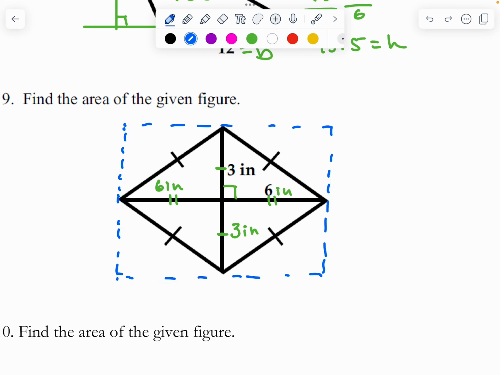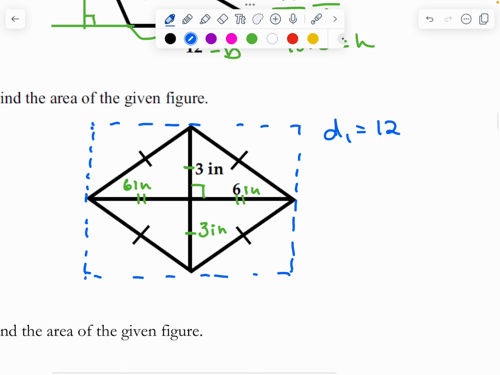So how do we find that area? Well, this diagonal, remember, is the same length as this base. So therefore, diagonal 1, I'm going to say, is 6 plus 6. That gives me 12. And then this diagonal is the same thing as my height. And this is 3 plus 3. So diagonal 2 is 6. And therefore, my base times height divided by 2 is going to give me my rhombus, right? So the area is the diagonal 1 times diagonal 2 divided by 2.